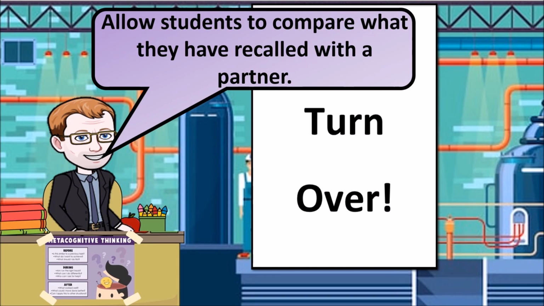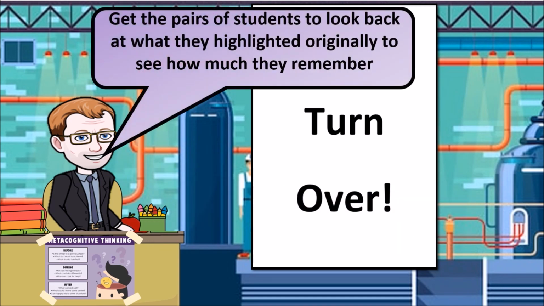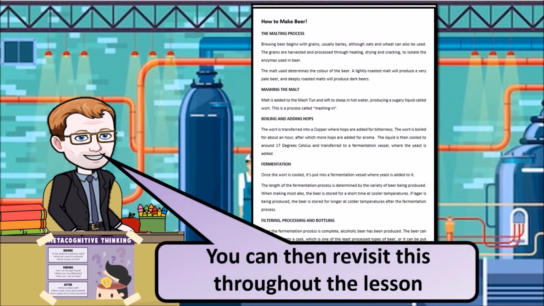Students can then compare what they have done with the person next to them or a partner, and then they can come up with something between them. After that, you can go and question students on what they've come up with. Then get the pairs of students to look back at what they've highlighted originally to see how much they have remembered. You can then go and revisit this throughout the lesson multiple times.